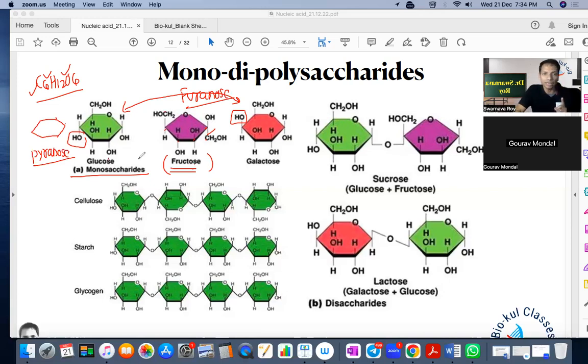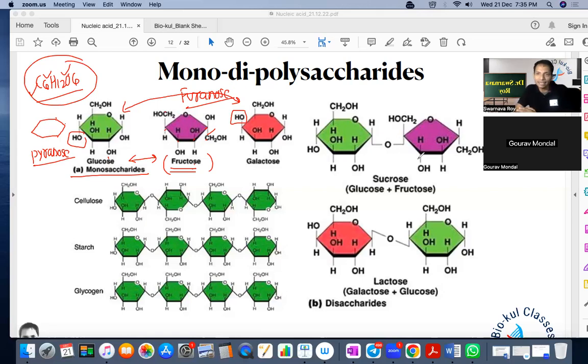Fructose and glucose again are isomers. Same molecular formula, C6H12O6. But look at how the arrangement is different. We see how the spatial arrangement is different. So they are isomers having different spatial arrangements but the same molecular formula.